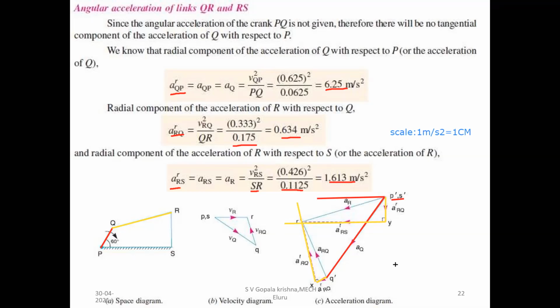So just observe that this perpendicular line and this perpendicular line are intersecting at a point. When they are intersecting here, we identify the new point, that is R. So when we know the R value, then you have to find the resultant acceleration of RQ and RS. You just have to connect those values.